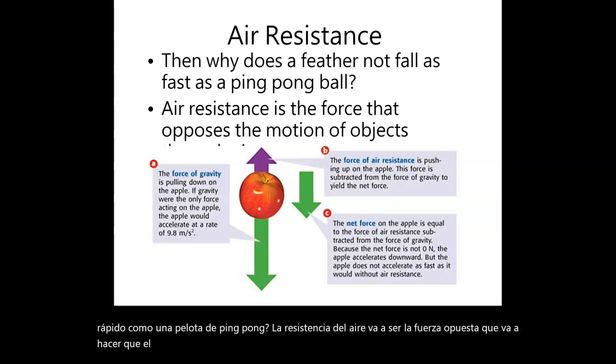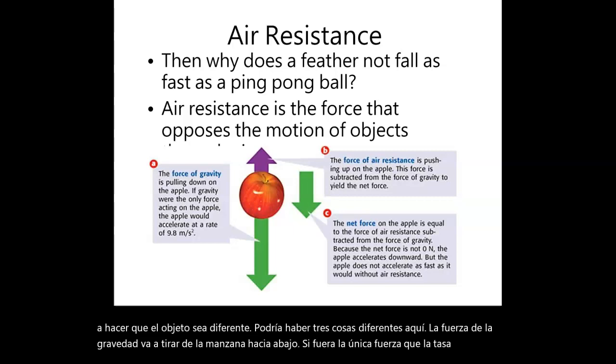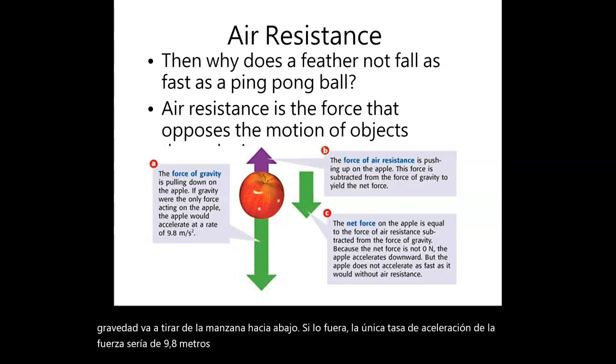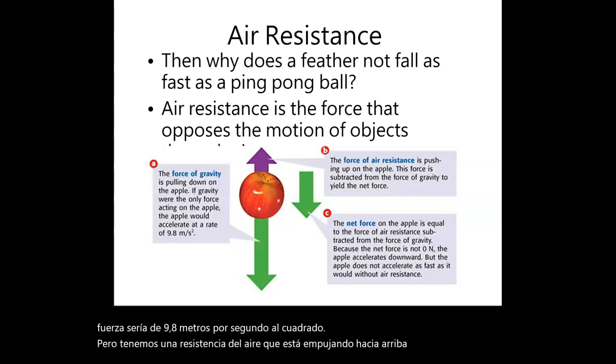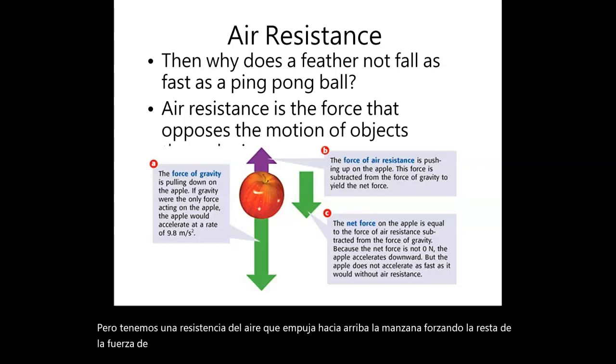There could be 3 different things here. The force of gravity is going to pull the apple down. If it were the only force, the acceleration rate would be 9.8 meters per second squared. But we have air resistance, which is pushing up on the apple, subtracted from the force of gravity to yield your net force, which is what we've been talking about. So you have 2 forces working against each other here.